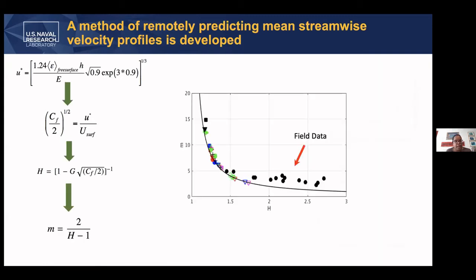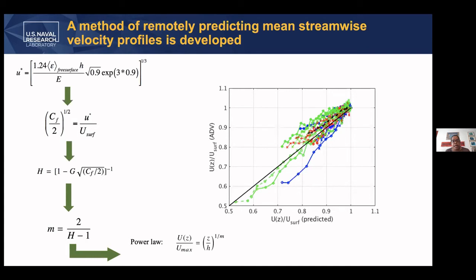And what I found was that, in digging through the literature, the shape factor was related to this power law coefficient. And again, my data bear out this relationship. So I now have a remote method of predicting the power law coefficient. And so if I can predict the power law coefficient, I can predict the mean streamwise velocity profiles.